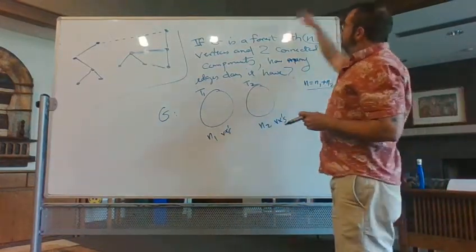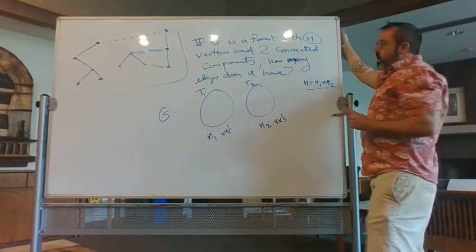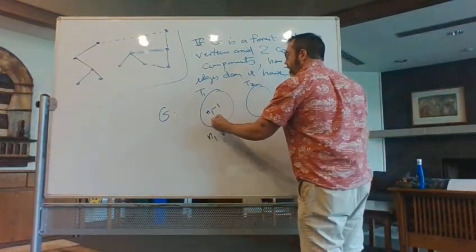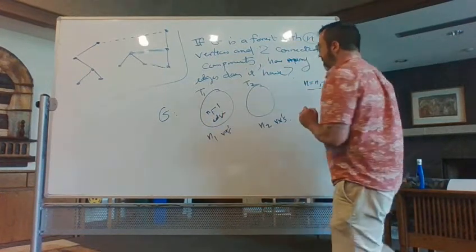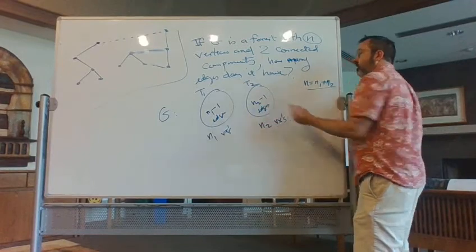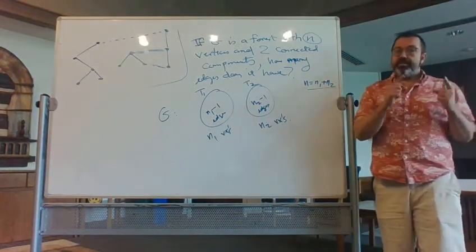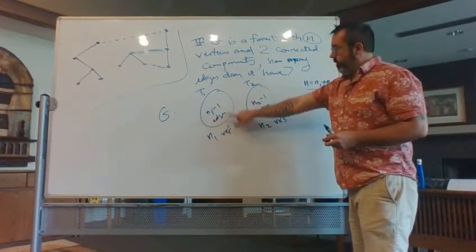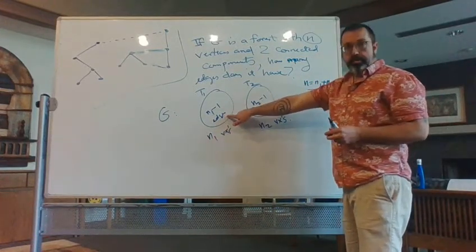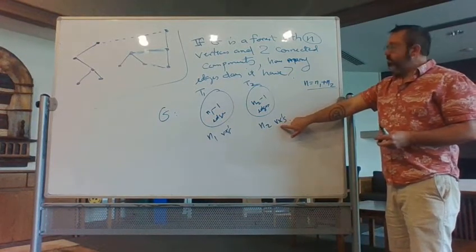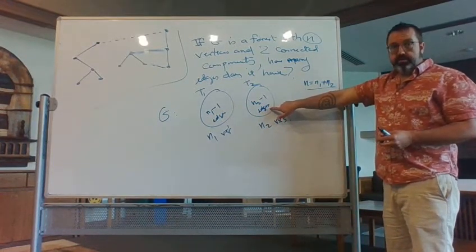Well, from our theorem on the other side, I know that I'm going to have n1 minus 1 edges over here, and I'm going to have n2 minus 1 edges over here, because the theorem applies to trees and not forests. So this connected component is a tree with n1 vertices and therefore n1 minus 1 edges. This connected component is a tree with n2 vertices and therefore n2 minus 1 edges.